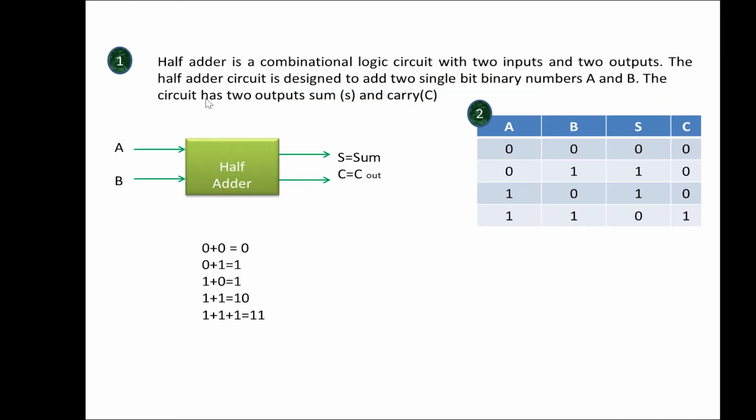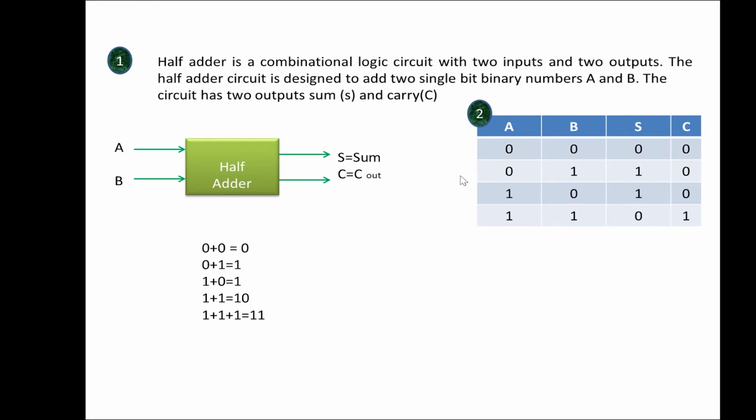Let us discuss the half adder. A half adder is a combinational logic circuit with two inputs and two outputs. The half adder circuit is designed to add two single-bit binary numbers A and B. The circuit has two inputs and two outputs. Here the outputs are sum and carry out, and the inputs are single binary bits, A and B.